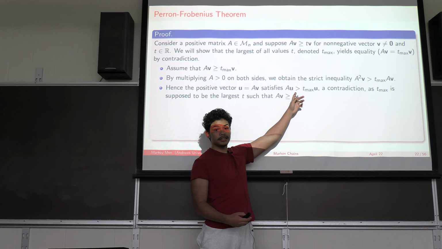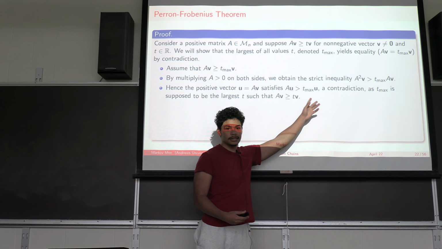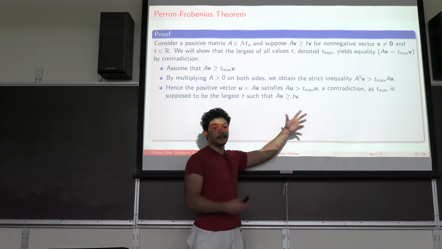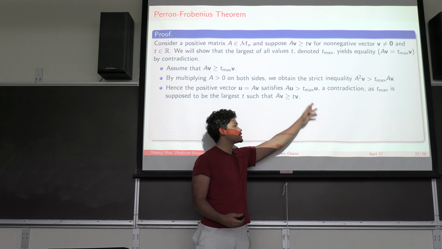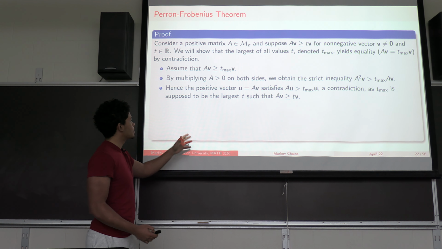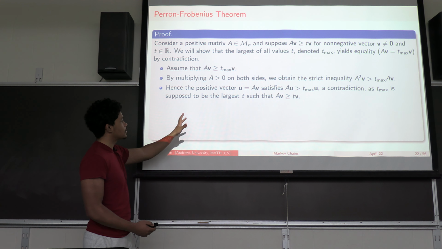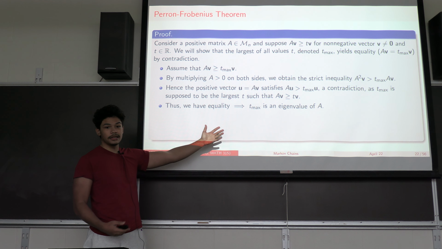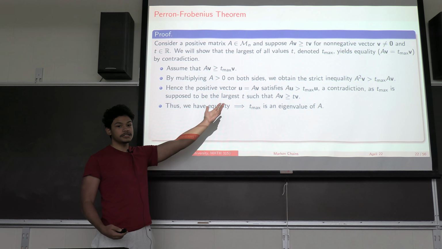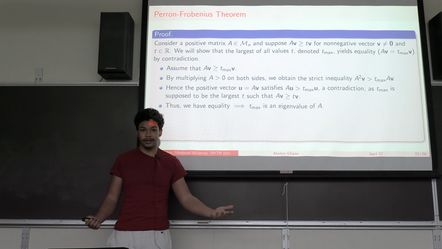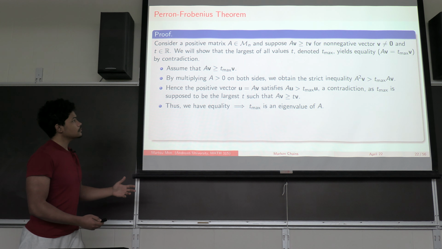However, since you have a strictly greater than sign here, what that means is there has to be some other value where we obtain the greater than or equal to sign again, meaning that t max wouldn't be the largest value, a contradiction. So as a result, we get that t max is the largest t that satisfies this, and through the contradiction, we obtain equality. By the definition then, if we obtain equality, it should be easy to see that t max is an eigenvalue of A, right?